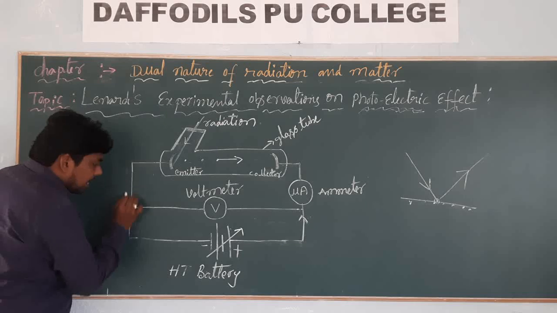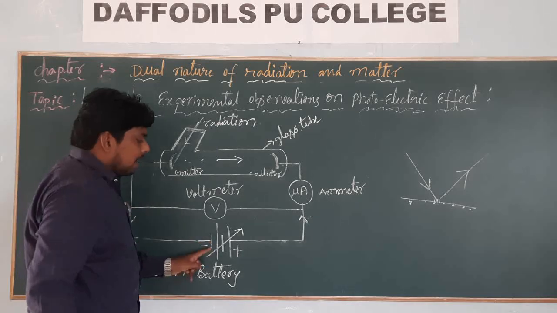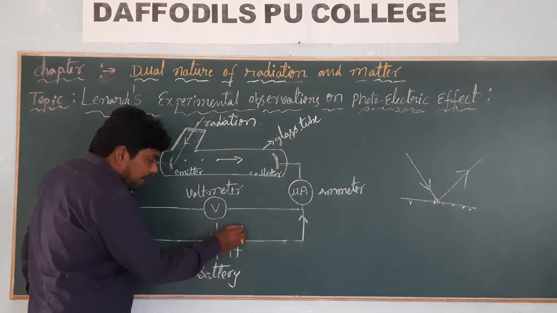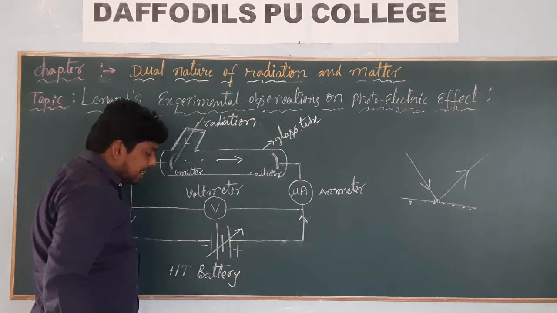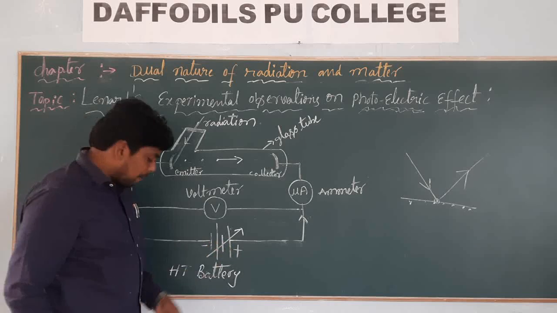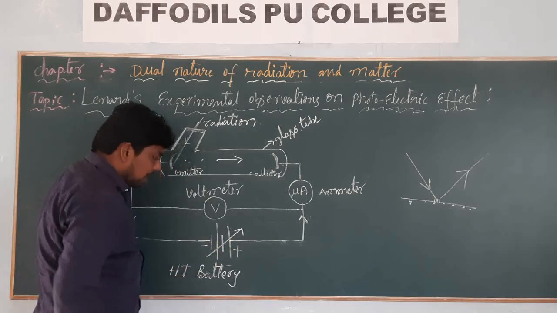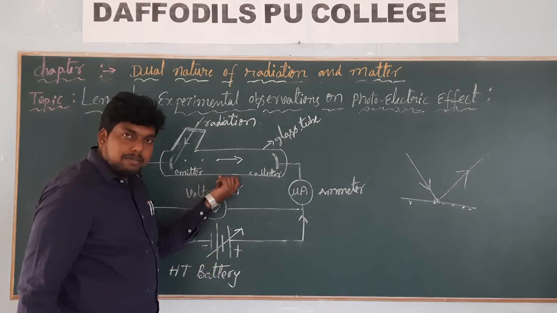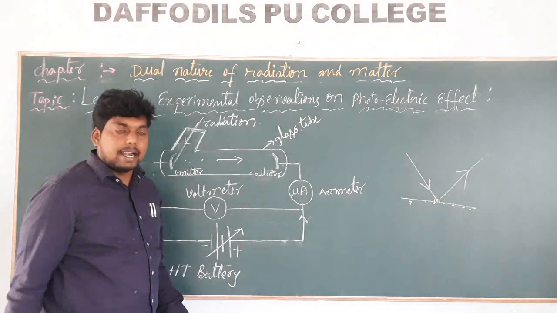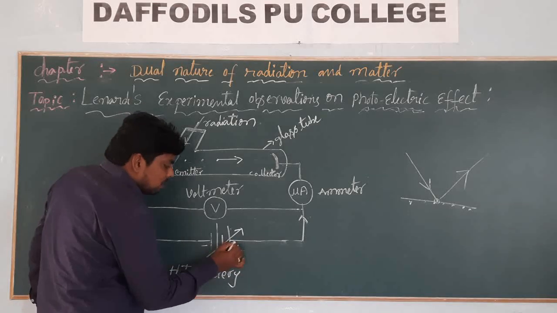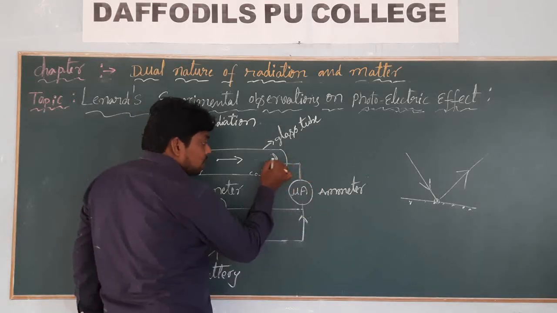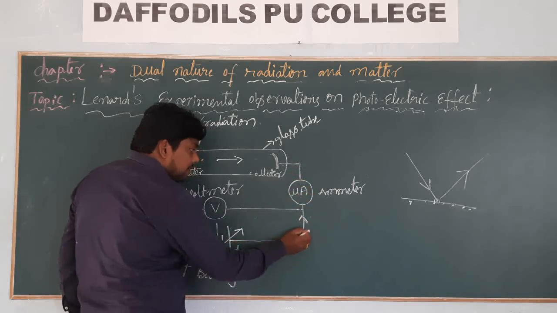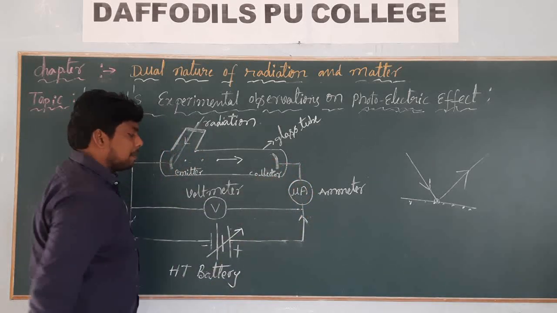The emitter plate is connected to the negative terminal of the high tension battery. Here I have indicated the arrow mark, which indicates a variable high tension battery. The battery provides the potential difference and at the same time creates the electric field. The positive terminal of the battery is connected through the ammeter to the collector plate.